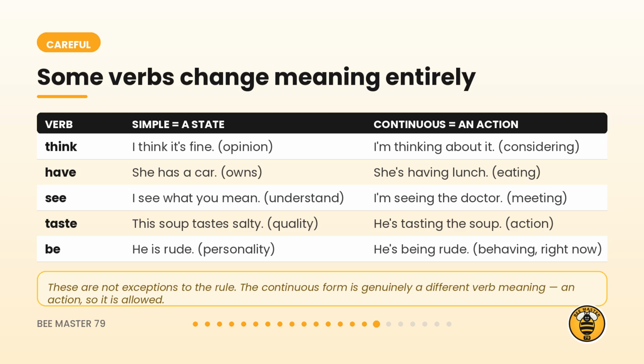Taste. This soup tastes salty describes the soup. He's tasting the soup describes what he is doing with a spoon. And the neatest of all: he is rude describes his personality permanently. He's being rude describes his behavior today, temporarily. These are not really exceptions. When the meaning becomes an action, the continuous is allowed.